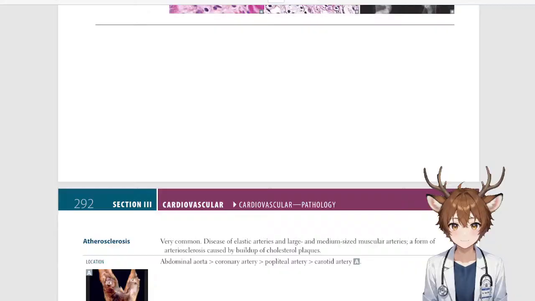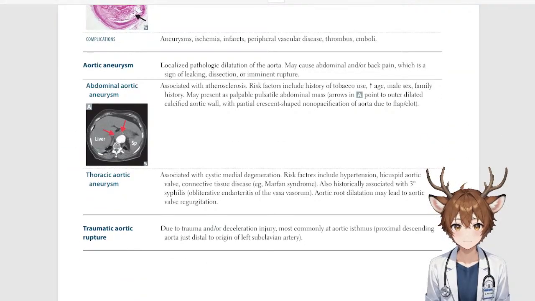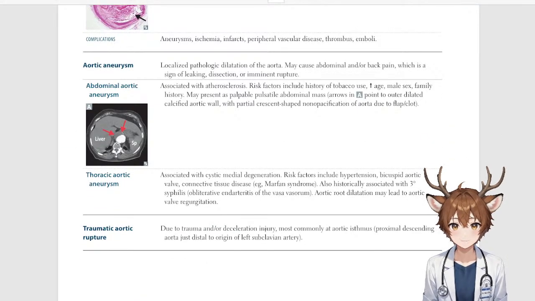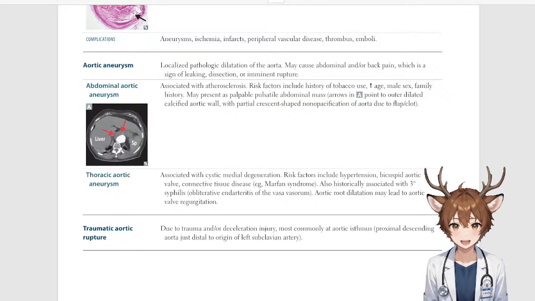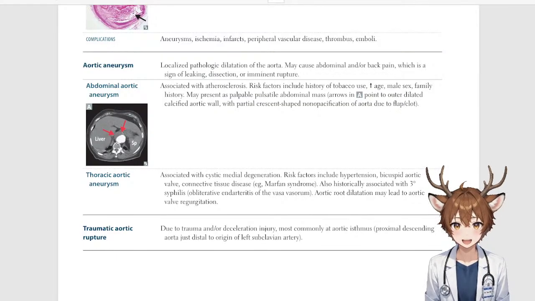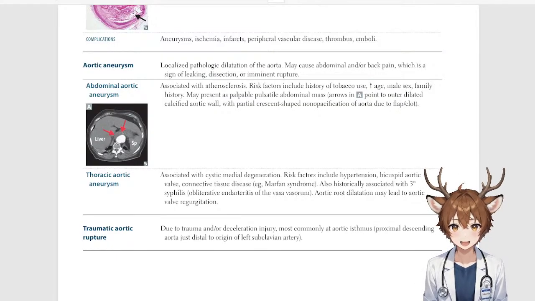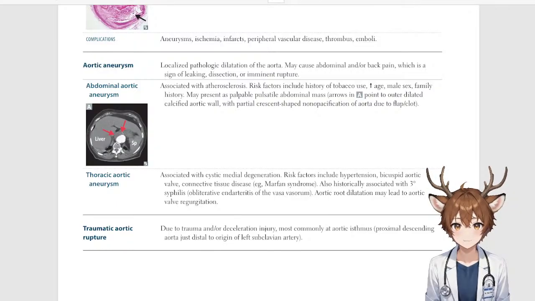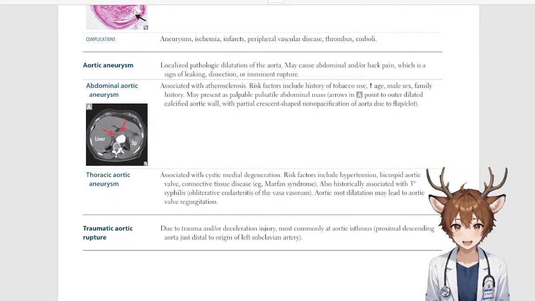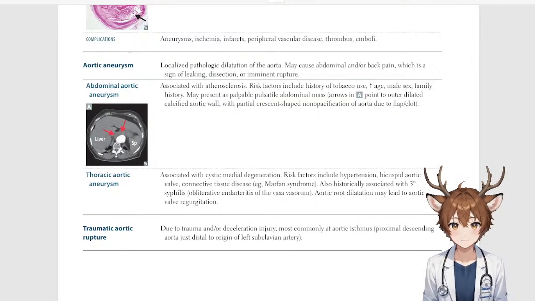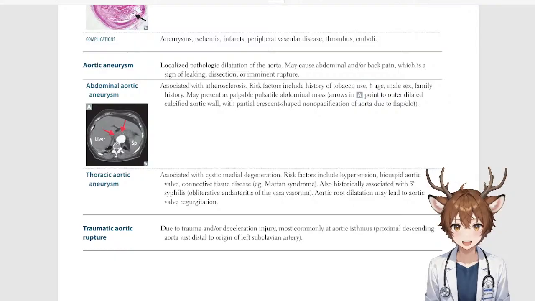Now on to aortic aneurysm. Aortic aneurysm: localized pathologic dilation of the aorta, may cause abdominal and/or back pain, which is a sign of leaking, dissection, or imminent rupture. Thoracic aortic aneurysm is associated with cystic medial degeneration. Risk factors include hypertension, bicuspid aortic valve, connective tissue disease, for example Marfan syndrome. Also associated with tertiary syphilis, obliterative endarteritis of the vasa vasorum. Aortic root dilation may lead to aortic valve regurgitation.